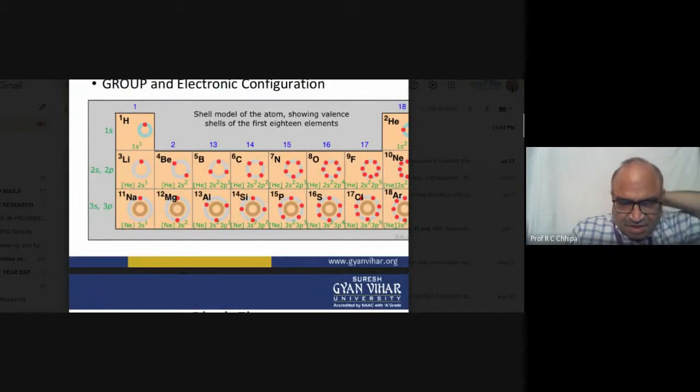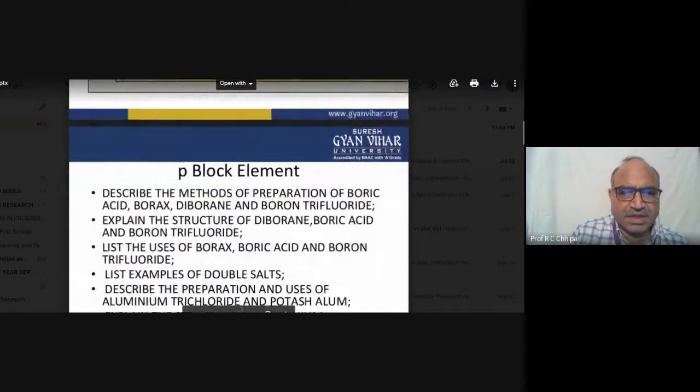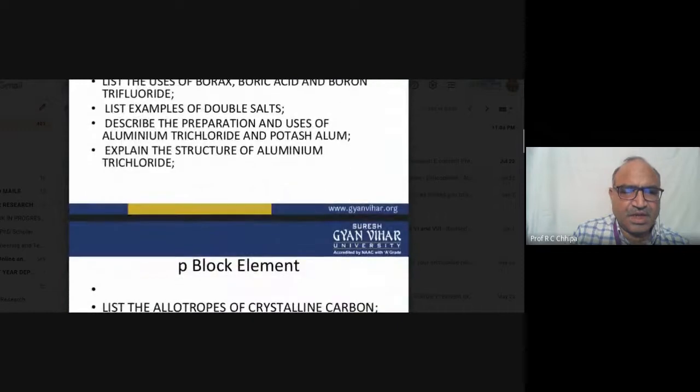So here 1s2 2s2 2p6, and then 3s2 and 3p1. That is the electronic configuration in the case of aluminum, so we have 3s2 3p1 in the case of aluminum. So certainly we can say that is aluminum trichloride.